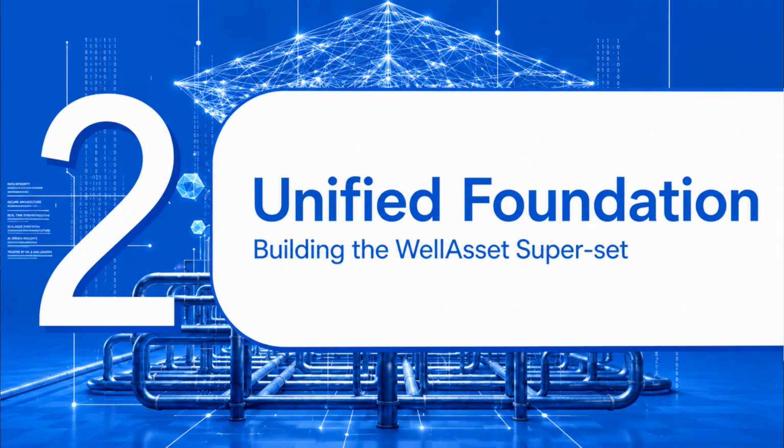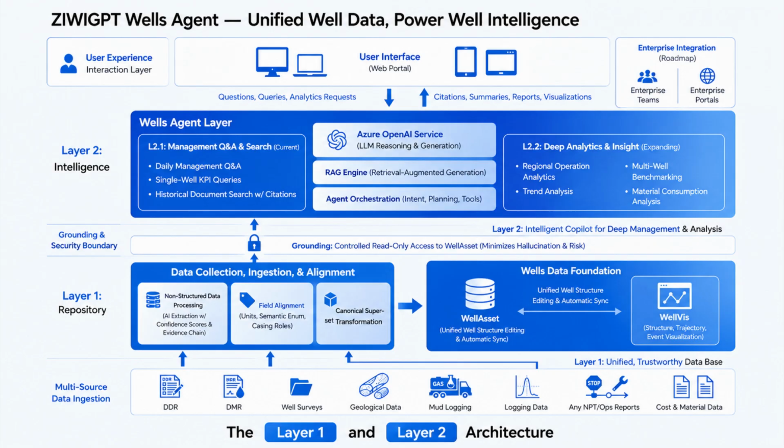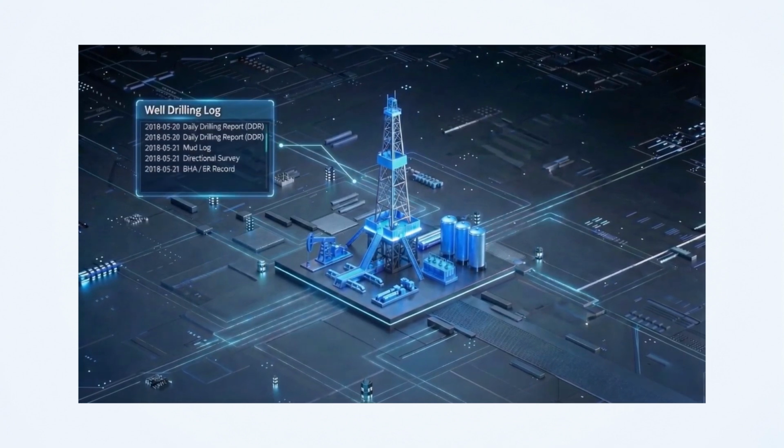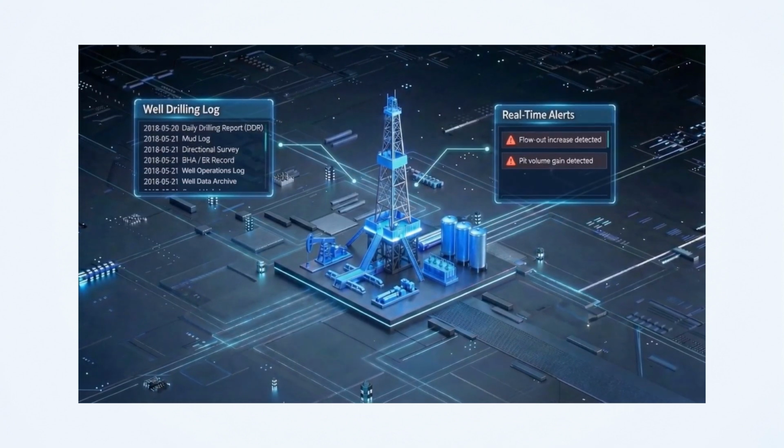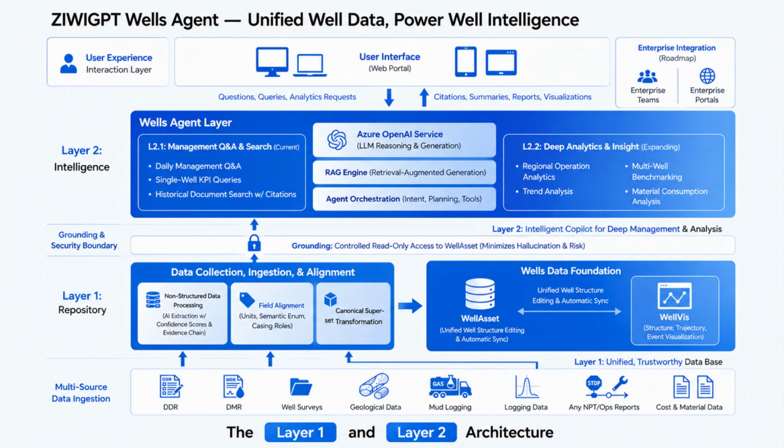Moving on to Section 2, Layer 1. Building the well asset superset. The hard truth is, you cannot build a reliable AI roof without a rock-solid unified data foundation underneath it. The whole system relies on a strict 2-layer architecture. Think of the bottom layer as your data collection and repository. This is where the raw, multi-source ingestion happens. We're talking about pulling in daily reports, well surveys, and logging data, and feeding it all up into a unified foundation. This foundation is strictly separated by a hard security boundary from Layer 2, which is the AI reasoning layer sitting above it. That separation is entirely by design.